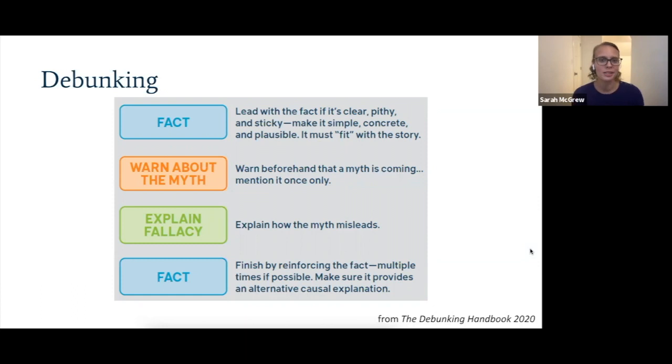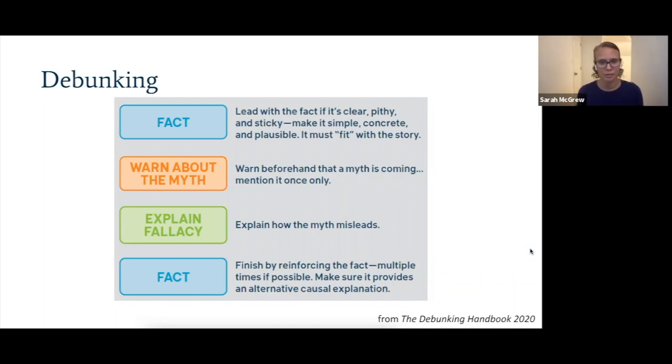So when we debunk, it's important to lead with a fact. Think about this like a fact sandwich, where we lead with a fact and keep it clear, pithy, and sticky, right? Something that's concrete and plausible to the listener. We then warn about the misinformation or the myth that's coming and say that misinformation or that myth only once, right? We don't want to repeat the myth over and over because we know that being exposed to something, even if it's untrue over and over and over, does make us more likely to believe that it's true.